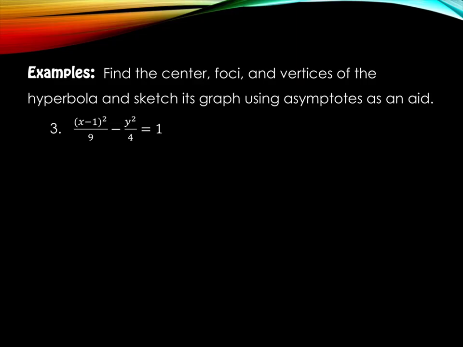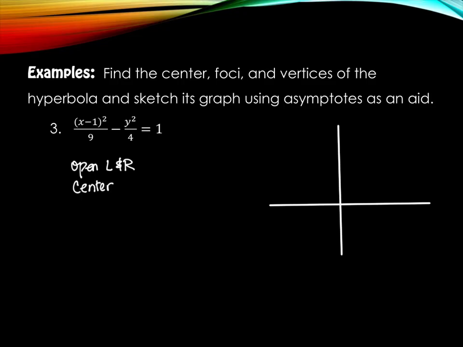Left and right or up and down? Right. Left and right. How do you know it's left and right? Because x is the first value. Yes, because the x is first. So this one's going to open left and right. What's the center? 1, 0. So that's actually the first point I'm going to plot.